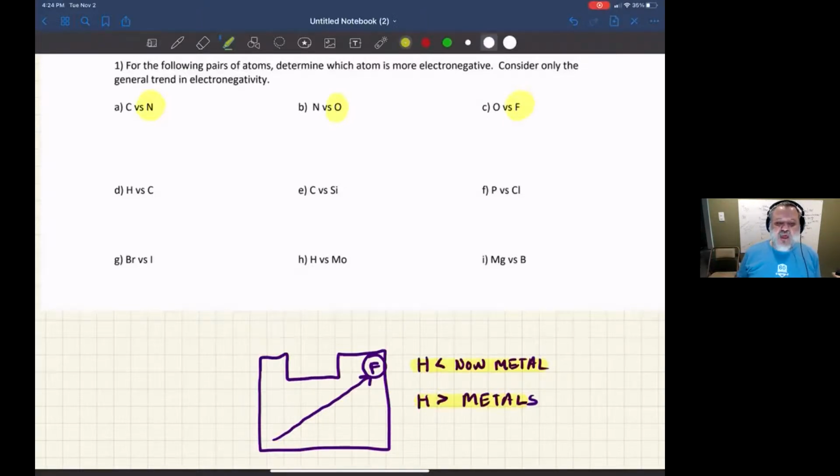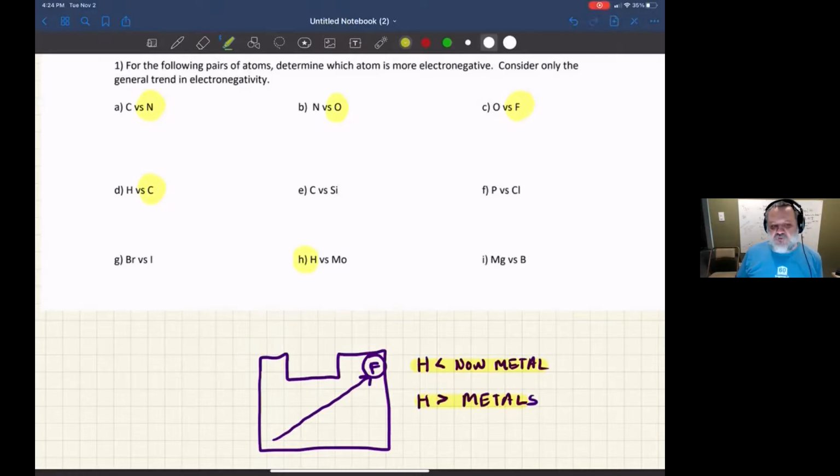Okay, let's take a look at hydrogen versus carbon. Carbon is a nonmetal, so carbon will be more electronegative than hydrogen. All right, let's take a look at H since we're talking about hydrogen. Hydrogen versus molybdenum. Molybdenum is a metal, so hydrogen is more electronegative than molybdenum.